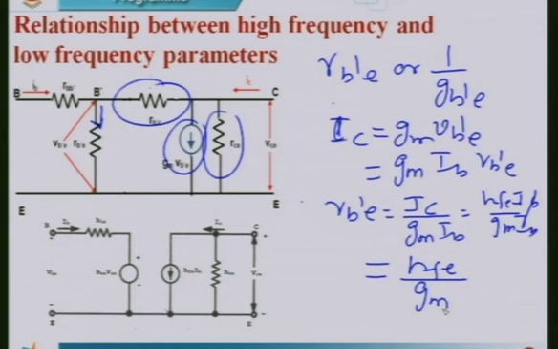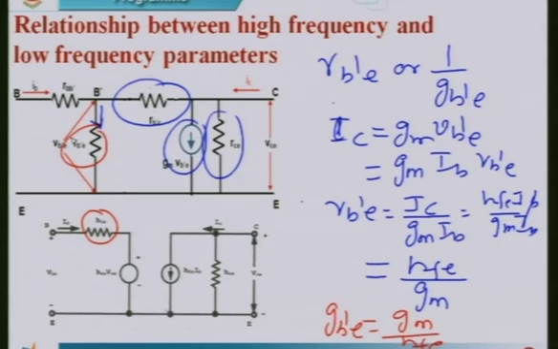The conductance gb'e is defined as the reciprocal of the input resistance rb'e. Therefore this is equal to gm divided by hfe, where we are assuming room temperature. The relation between hie, this resistance, and rb'e is given by hfe divided by gm.